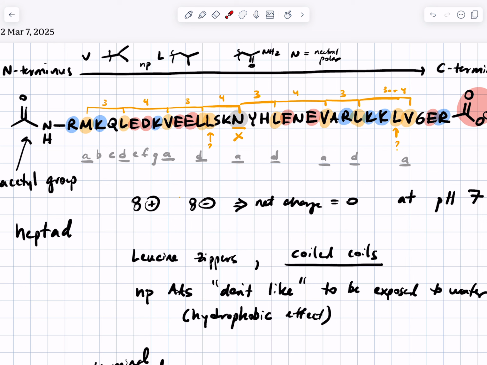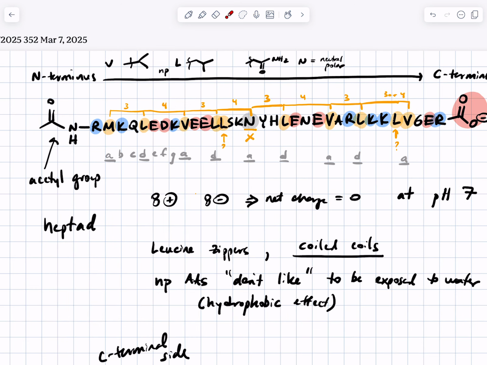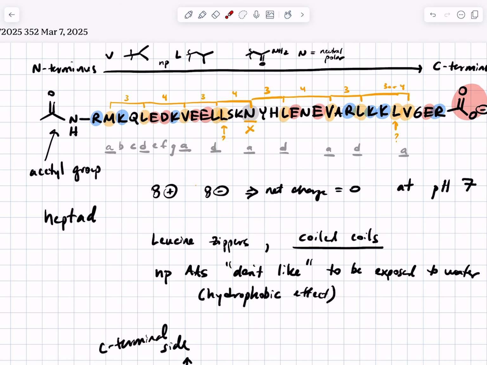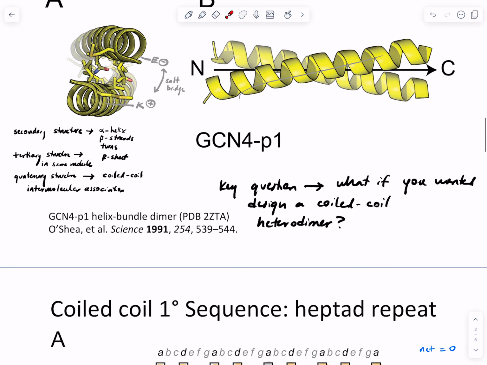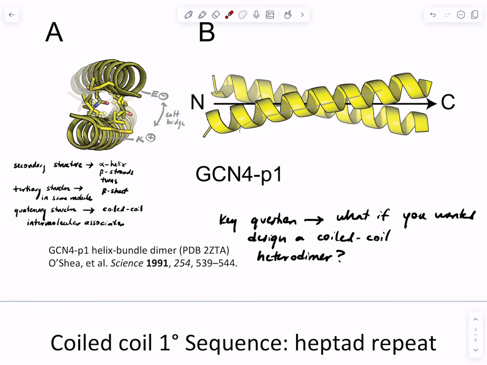And again, remember, the pattern doesn't have to be perfect. You've got to be a little bit forgiving. That asparagine that is at an A position where you would think it should be nonpolar actually plays an important role, but we don't really have time to talk about it today. But yeah, I do want you to consider the question, if you wanted to modify this sequence so that you could make two peptides that would fold together to form a coil-coil, but not fold with themselves.